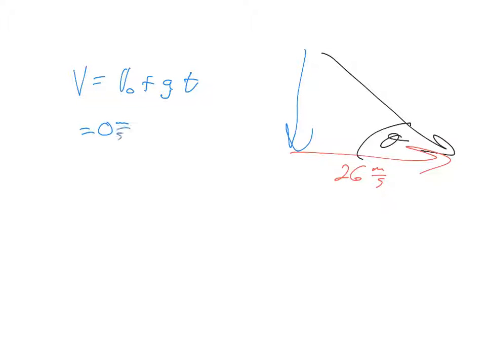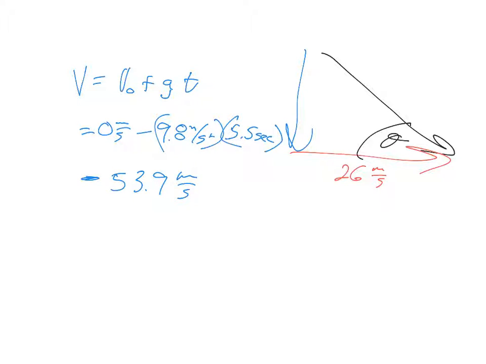And 0 is my initial. Again, I can play this game where we put the negative in there. Again, we already drew that line down. From an earlier problem, we found out it was in the air for 5.5 seconds. So 9.8 times 5.5 is 53.9 meters per second. But it would be negative. We already have the negative with a down vector, but that's okay.